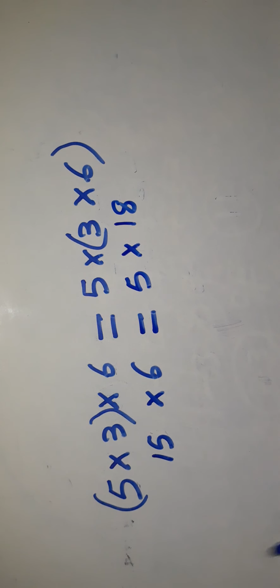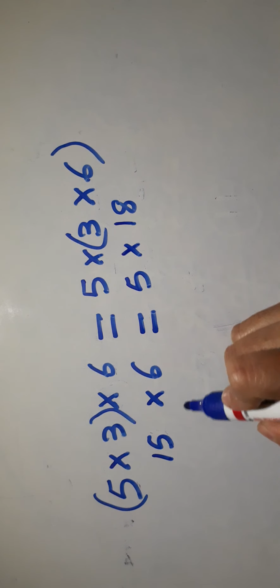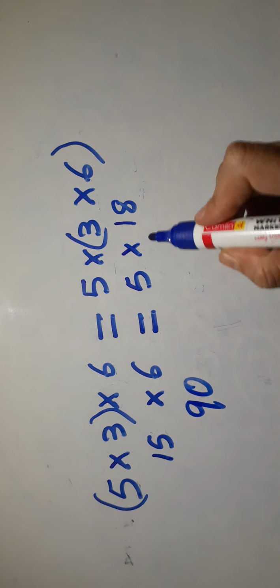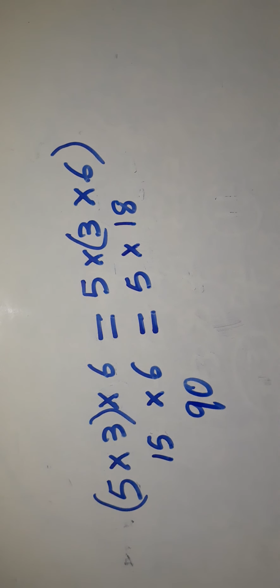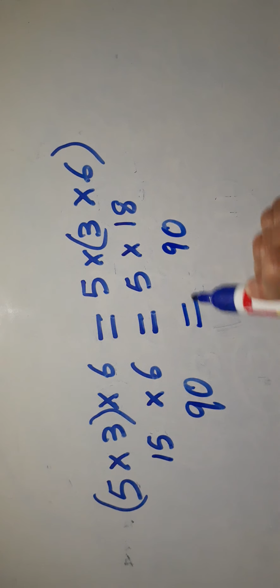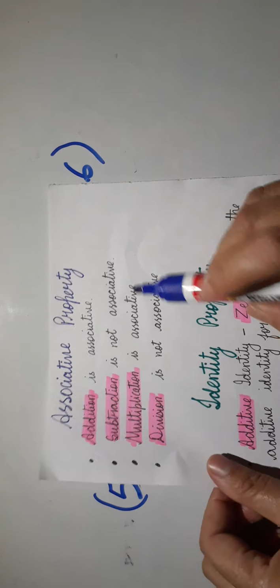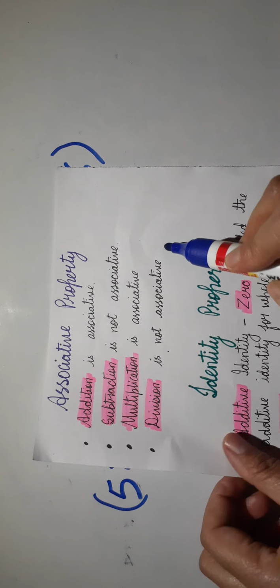Now let us see here. 15 let us multiply with 6. And here 5 let us multiply with 18. So here I am getting 90. And now let us multiply 5 with 18. Here also I am getting 90. So definitely 90 is equal to 90. So that's why multiplication is associative. Now let's see, division is not associative.